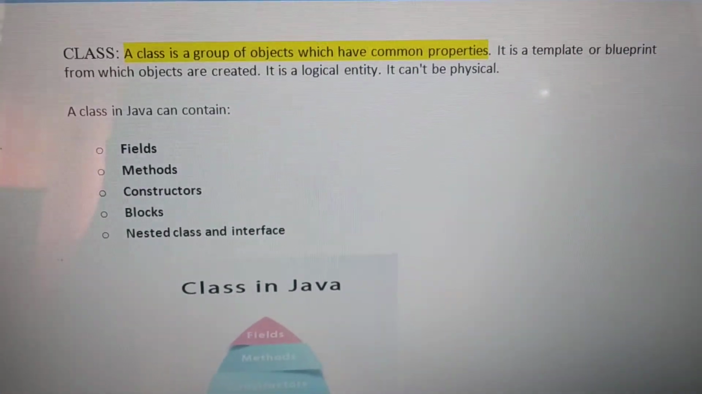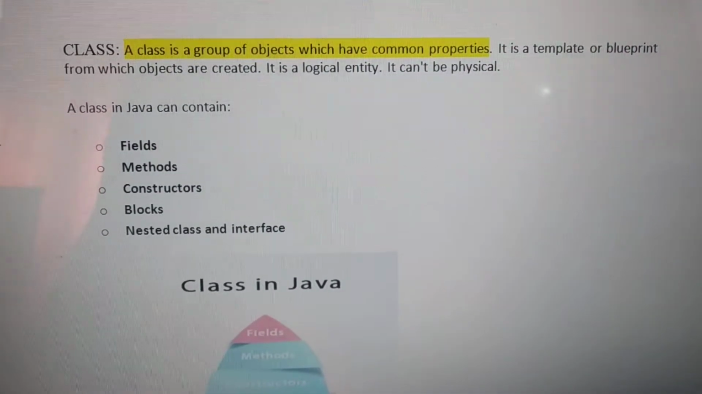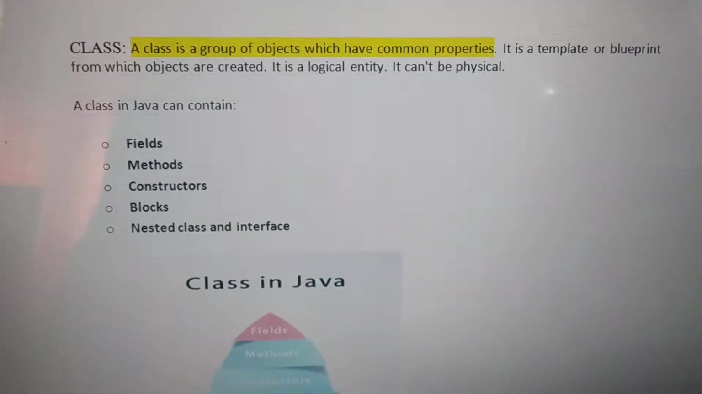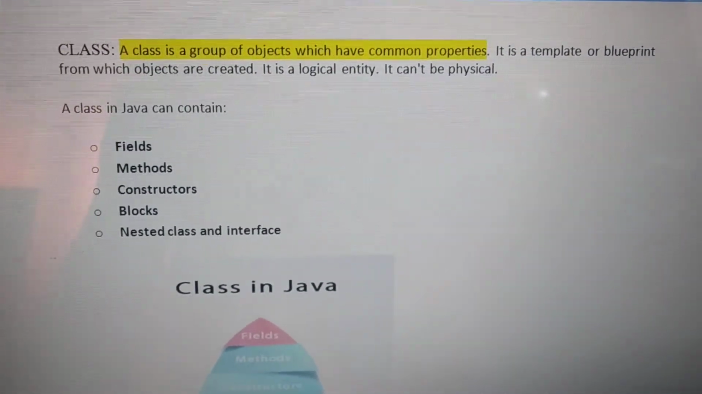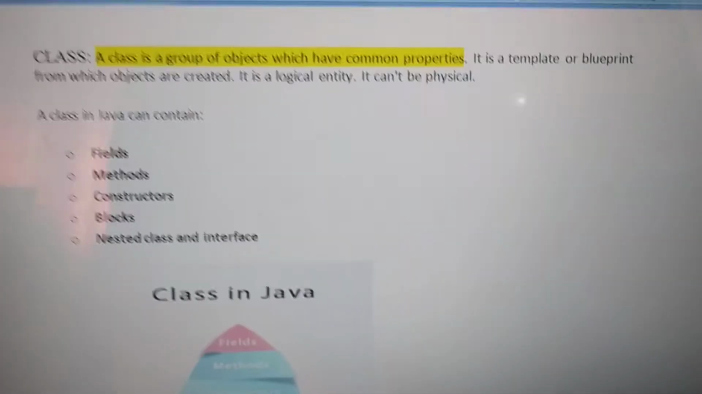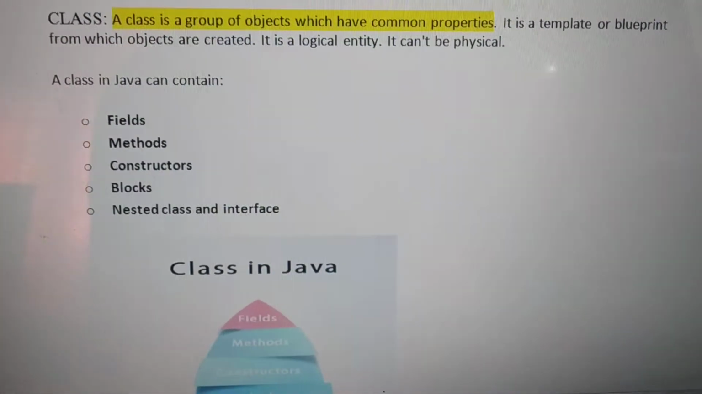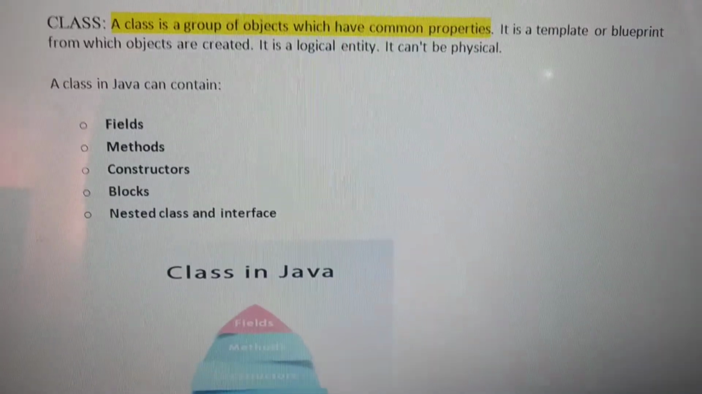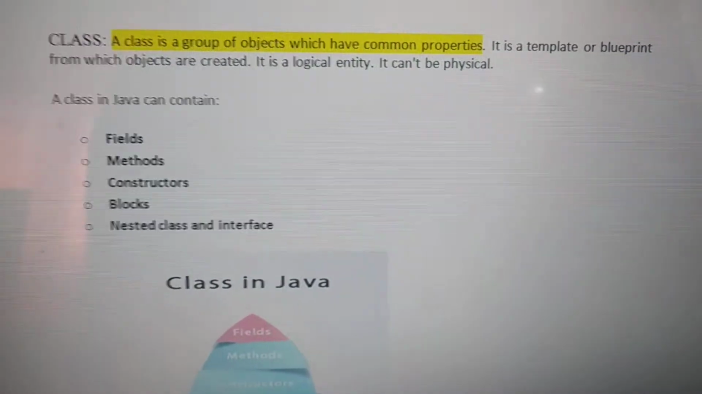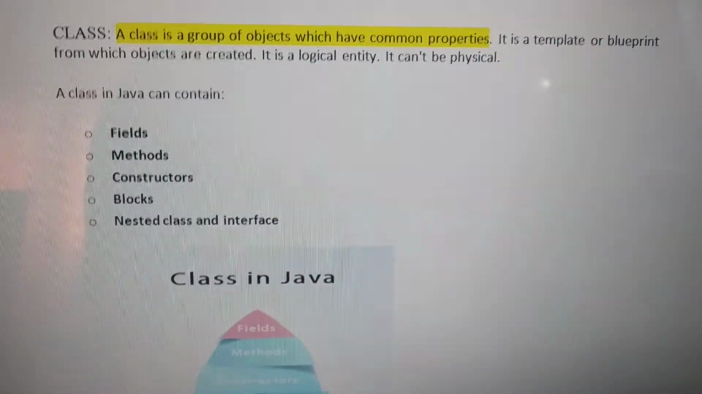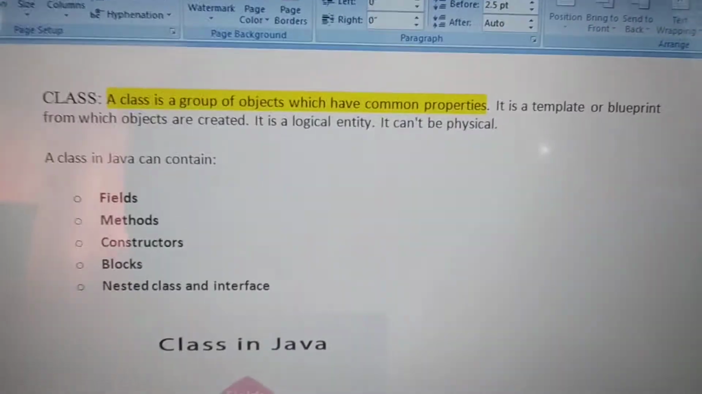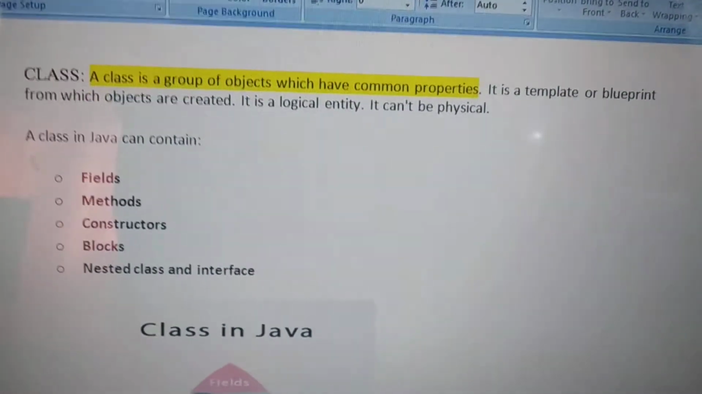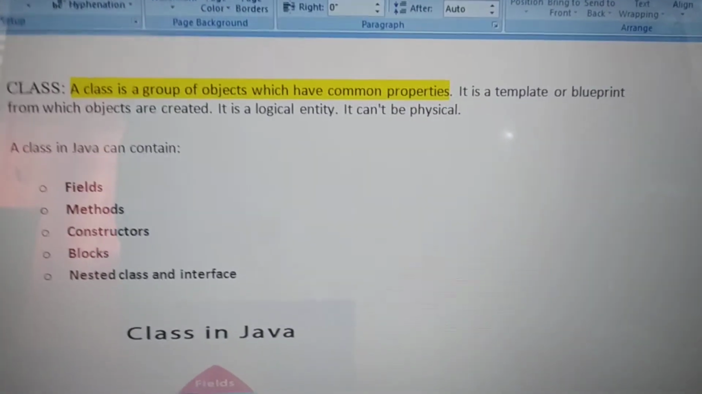Remember, in object oriented programming language we can consider a class of similar objects that should be of similar type. Suppose I said apple, mango, banana, orange, etc. They all belong to the same type, that is fruit. So that's why we can consider all those objects in one class. That's why class is known as what? A group of objects which have common properties.